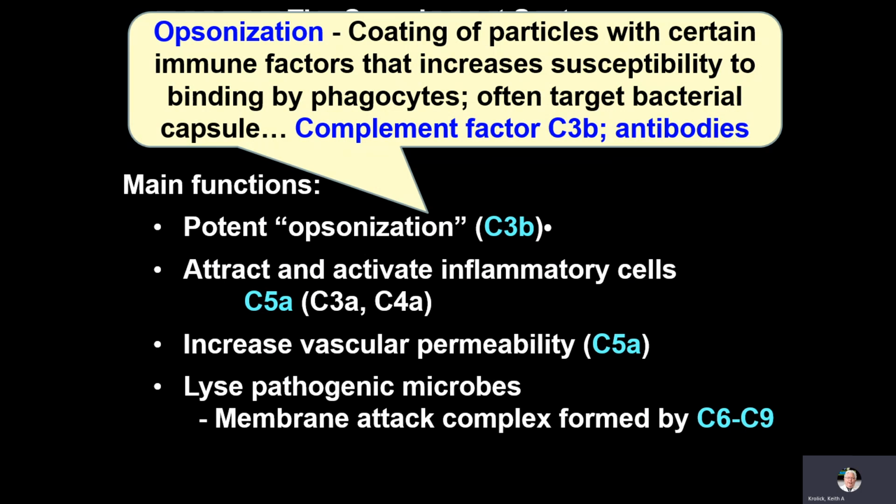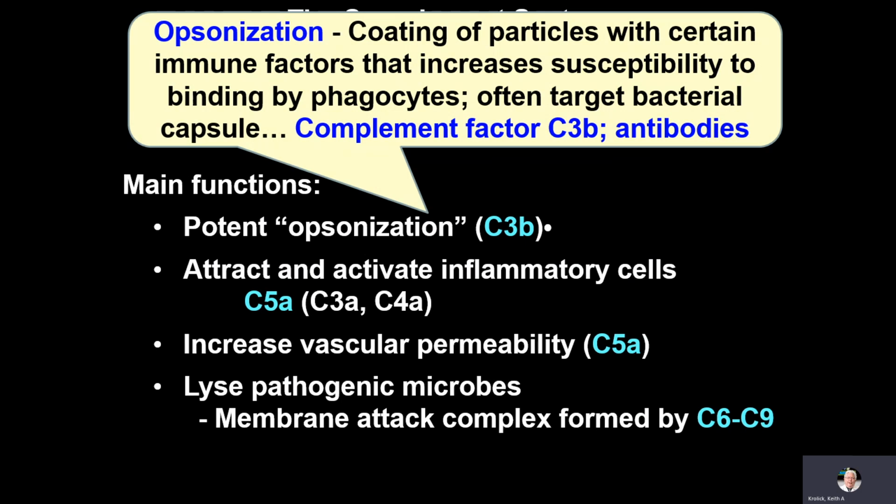So complement factor C3b is maybe the most important opsonin in the body. Now, there are others. One other that we'll be mentioning later on are antibodies. Antibodies themselves can serve as really potent opsonins as well. But C3b, potent opsonization. Remember that.